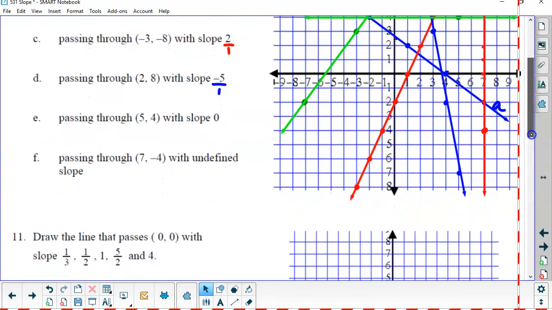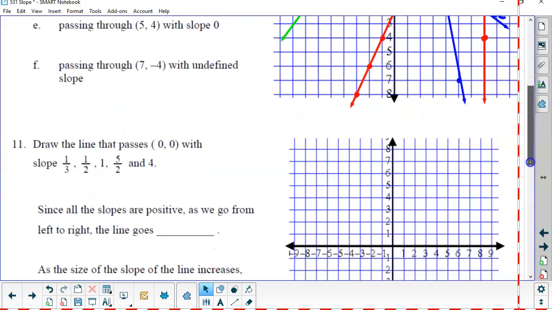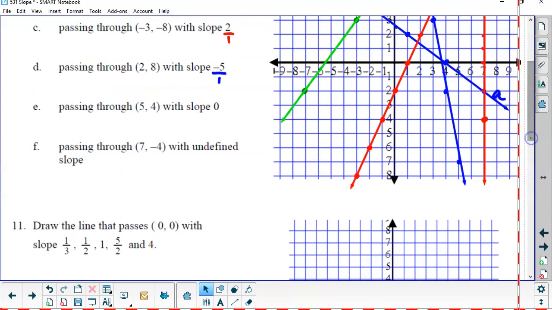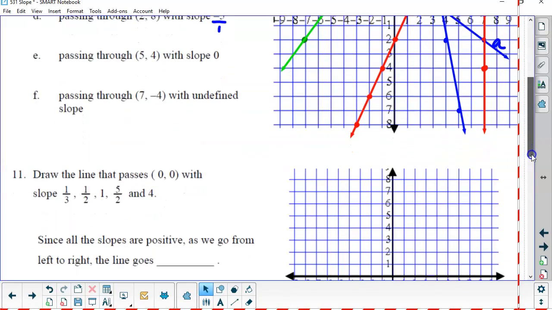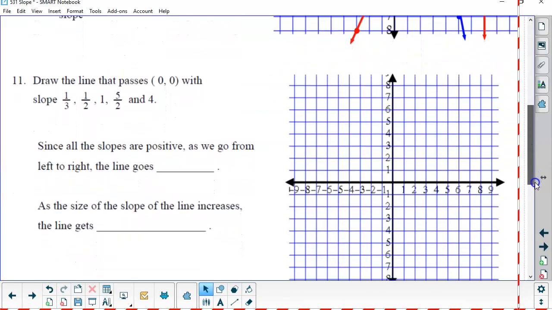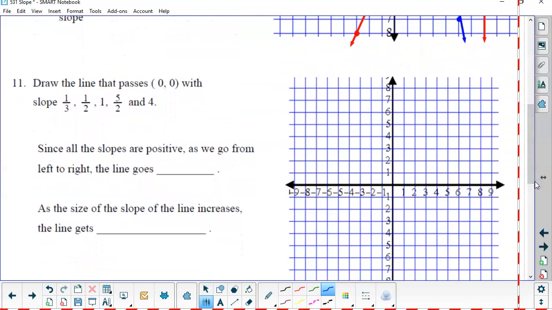Right, so that's a bunch of lines. We have to have a point in order to use the slope. Okay, so in order to save a little bit of time in question 11, we're not going to do all of them. We're going to do 1/3, 1, and 4. They're all positive slopes, so we're just going to graph 3 of the lines.